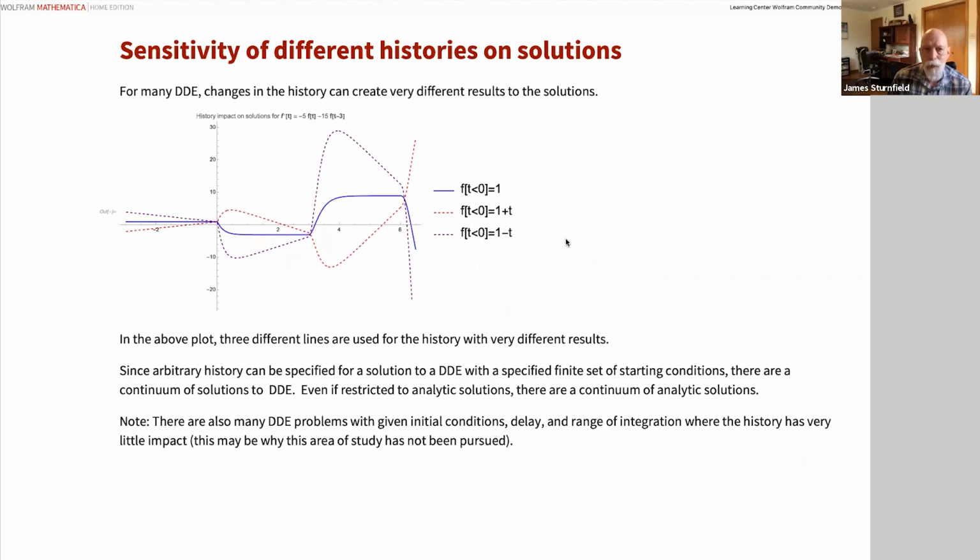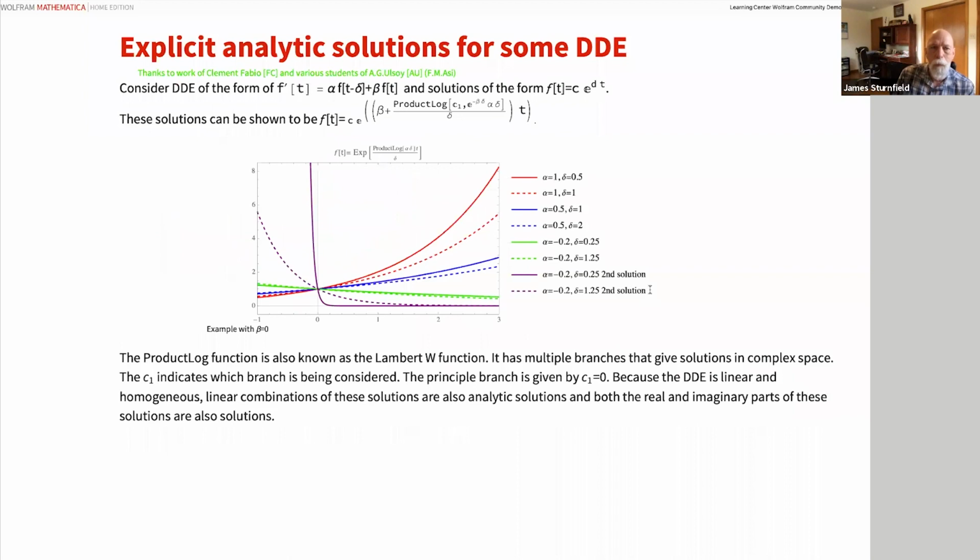The sensitivity, though, can be pretty big for some DDEs. So here we're showing cases where we have 3 different slopes to our history. We're basically assuming it's a straight line, and we get three very different curves, and actually in this case it's going to continue to grow and be much different.